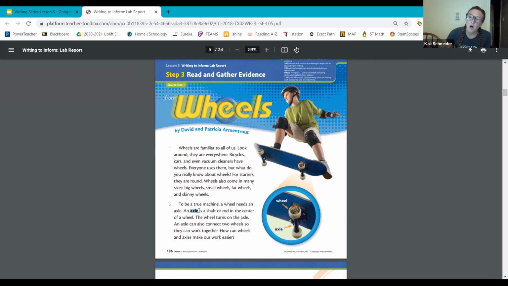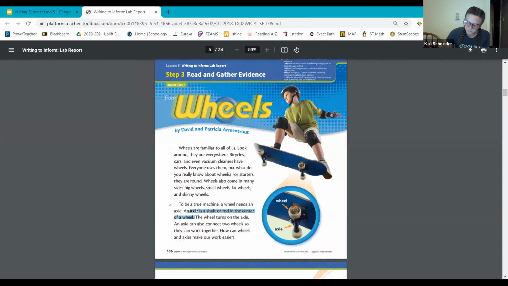So the author went ahead and made that word bold for us so that we understand that it's an important word, and it actually gives us the definition. It says an axle is a shaft or rod in the center of a wheel. I'm highlighting it here for you. They just gave us the definition, similar to how Leah did in hers. She gave us the definition of a fulcrum, right? And a lever. So here they gave us the definition to help us understand as a reader, and that's really important for us.